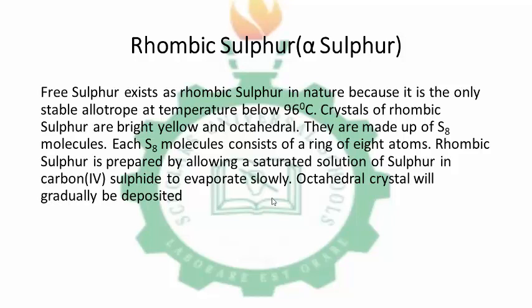Now, crystals of rhombic sulphur are bright yellow and octahedral in shape. They are made up of S8 molecules. Each S8 molecule consists of a ring of 8 atoms of sulphur. Now, rhombic sulphur is prepared by allowing a saturated solution of sulphur in carbon disulphide to evaporate slowly. And after that, octahedral crystals will gradually be deposited. I'll show you a picture of rhombic sulphur in our coming slides.